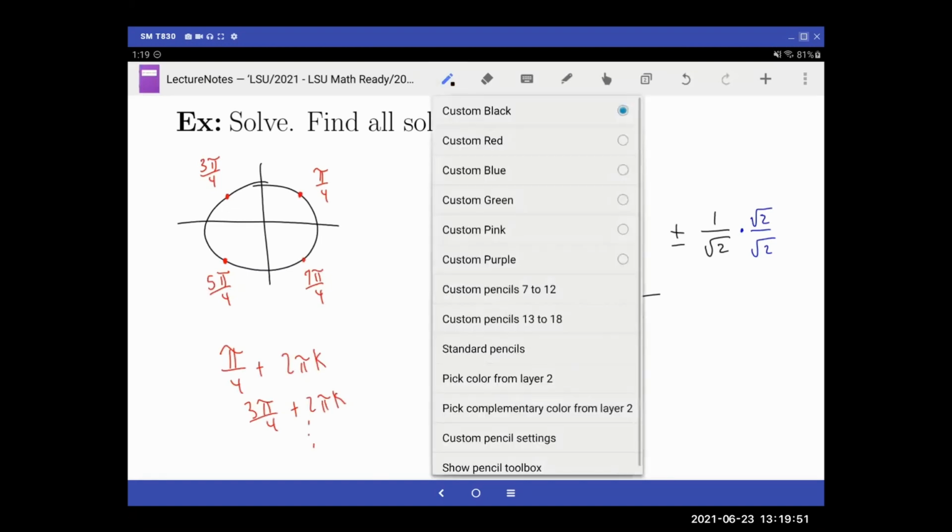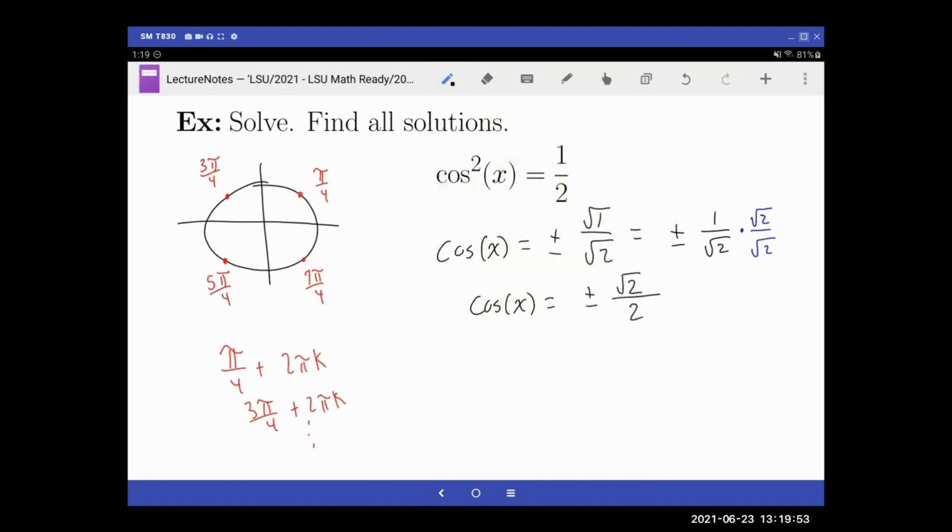Think about the distance, right? So from this point to this point, that is 90 degrees, a fourth of a circle. From this point to this point, there's another 90 degrees, or pi over 2. From this one to this one, notice I'm just adding pi over 2 to get to the next point over and over and over again.